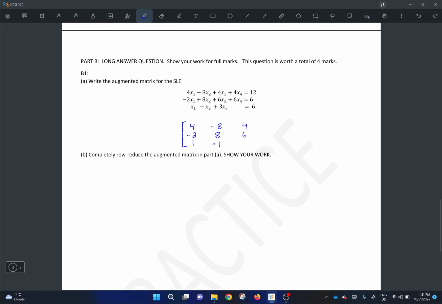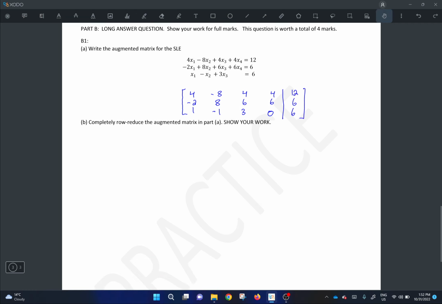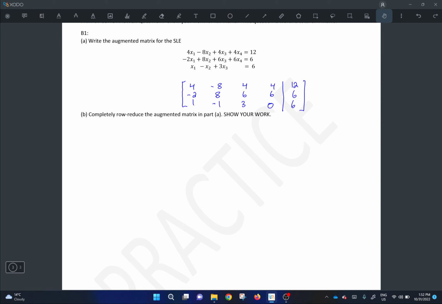4, 6, 3, 4, 6, 0. So there's no x4 in the third equation. So there's a 0 coefficient there, and then the right-hand side, 12, 6, 6. That's 1 mark for part A. Part B, completely row reduce the matrix found in part A. So my first step is I'm going to do a row swap. I'm going to swap row 1 and row 3 because there's a leading 1 there.